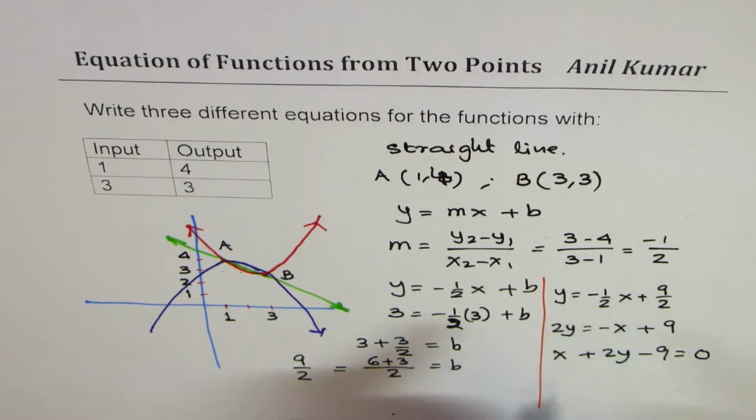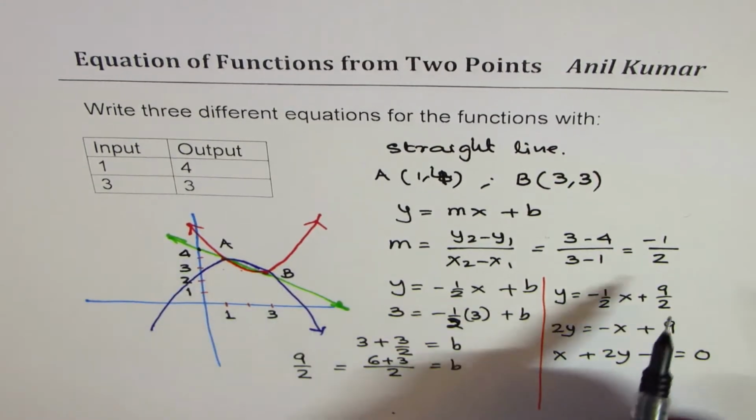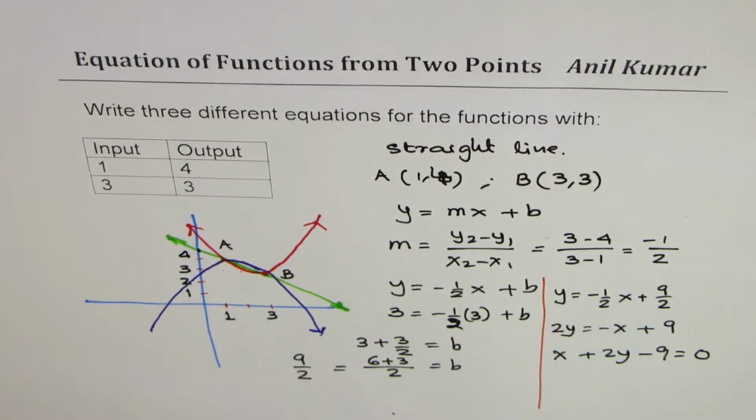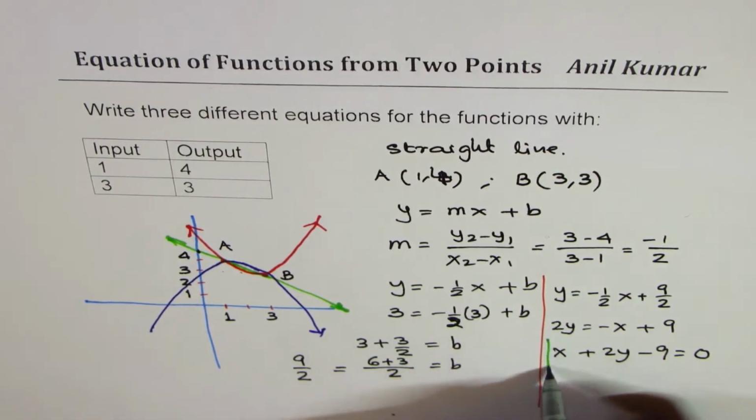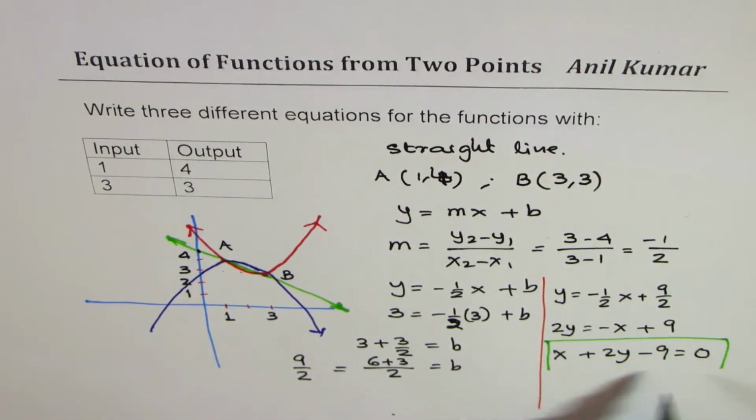All right. So as per the equation, this point is 4.5. So that is how we could get our first equation. Let me highlight this particular equation. Okay, so that's the straight line. So I hope this part is clear.